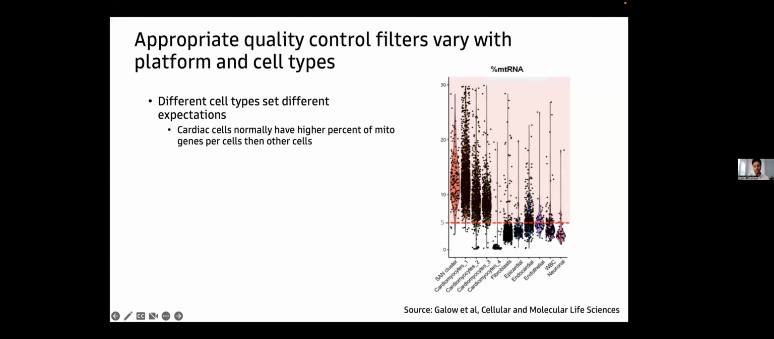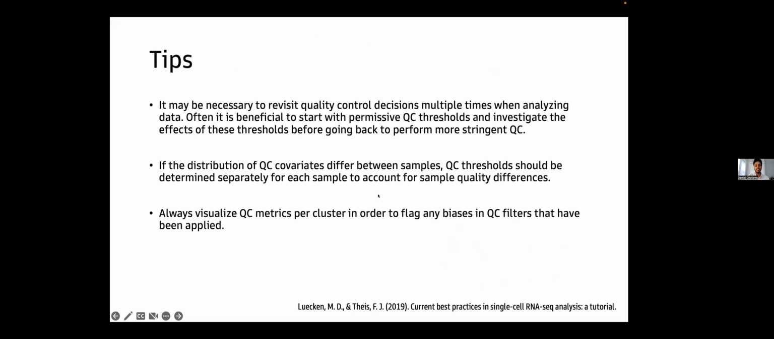So Seurat, for instance, recommends a 5% cutoff in one of their tutorials. If you were using that 5% cutoff without actually visualizing the per cell type percent mitochondria, then you'd be filtering out all these true myocytes, cardiomyocytes, from your analysis. So yeah, just a few things to keep in mind.